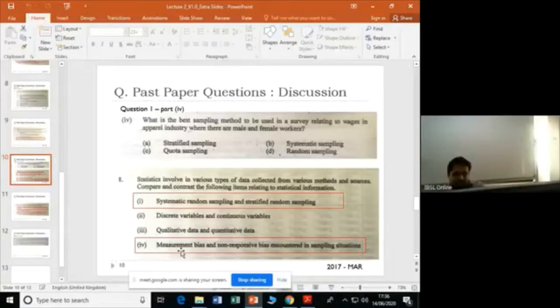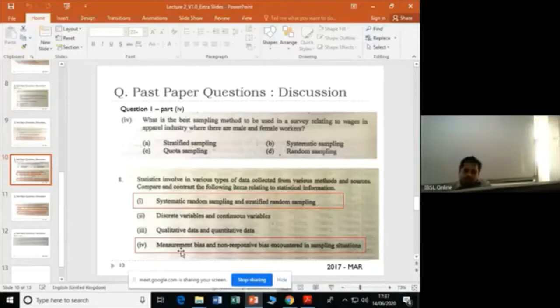Now look at question number 1, part number 4. Take a moment, read the question, and select an answer for our discussion. The question says, what is the best sampling method to be used in a survey related to wages in the apparel industry where there are male and female workers? There are 4 answers: stratified sampling, systematic sampling, quota sampling, random sampling. I'll take answers one by one.